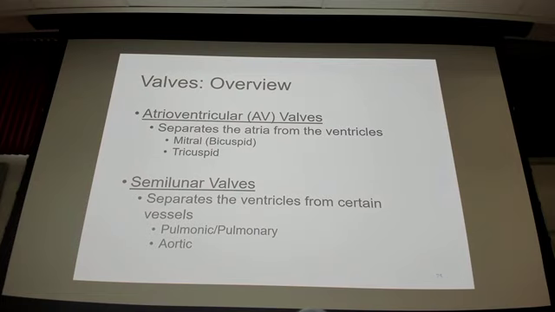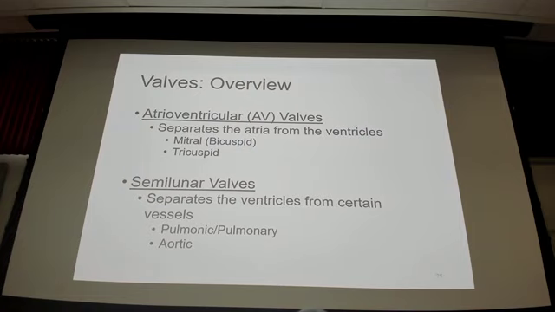Now we're going to do the valves. It's going to be semi-redundant. I hopefully tie this together a little bit better. All right. So the AV valves, that one's easy. They go between the atria and the ventricles. Right? Semilunar valves are titled as such because apparently when they're closed, they look like half moons. Does that help? No, it doesn't help. The semilunar valves go between the ventricles and the great vessels.